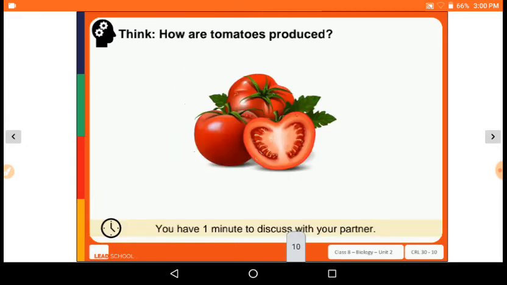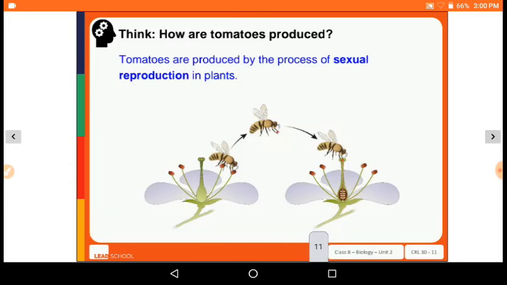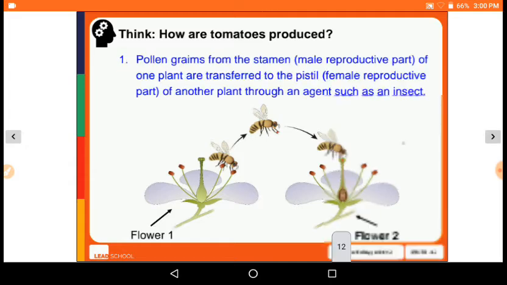How are tomatoes produced? टोमेटो किस तरह से बनते हैं? So the tomatoes are produced by the process of sexual reproduction in a plant. वहाँ पे सेक्सुअल रिप्रोडक्शन होता है, या ये दूसरा टाइप आ गया सेक्सुअल और एसेक्सुअल. So how are tomatoes produced?